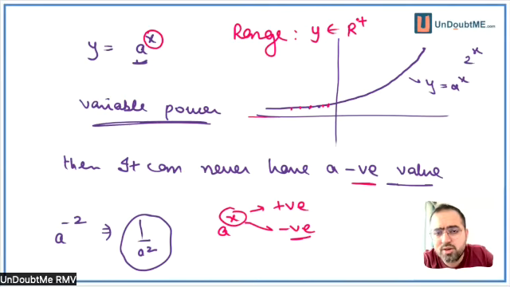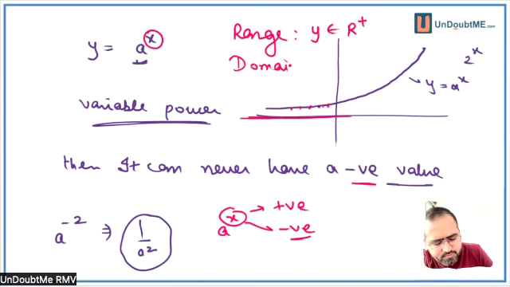R plus means all positive real numbers. There is not even 0 covered over here. This x-axis, which is y is equal to 0, is acting as an asymptote. When we talk about domain, so domain is all x belongs to R.